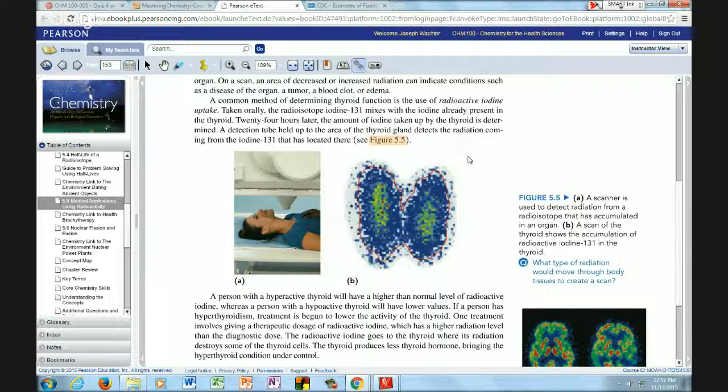Iodine goes to your thyroid, that's why we need iodine, that's why we have iodized salt, that kind of thing. Radioactive iodine gets taken to your thyroid, and then you can scan the thyroid and see, is it going to the right place? Is the thyroid overactive, hyperthyroid, or underactive, hypothyroid? And you can figure some of this stuff out with that imaging.